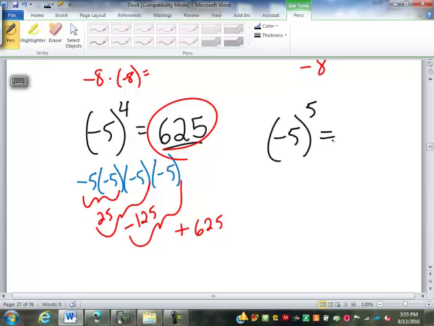So it is a positive 625. Now, before I go any further, can anybody tell me whether this will be positive or negative? Negative. Why? There's an odd number. I could think of it as just the 625 times another negative 5, can't I? Because that 625 is 5 to the 4th. That's 4 of them already. So this is going to be a negative 3,125.